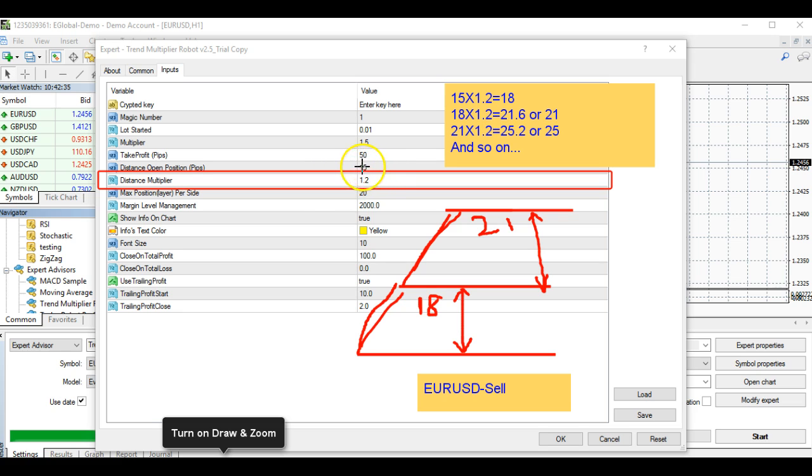So if you want it higher, it will be higher, but if this is good news, let's say you are 15, so it will always go up, multiply, and so on and so on. All right. So that's how the distance multiplier works.